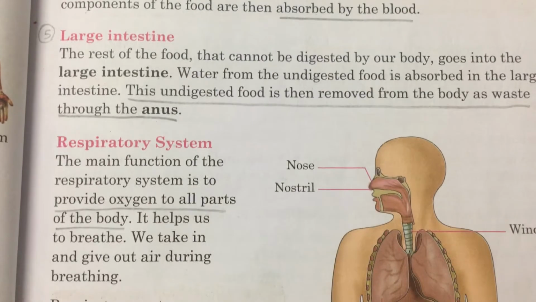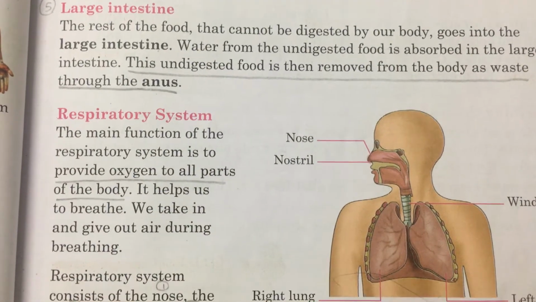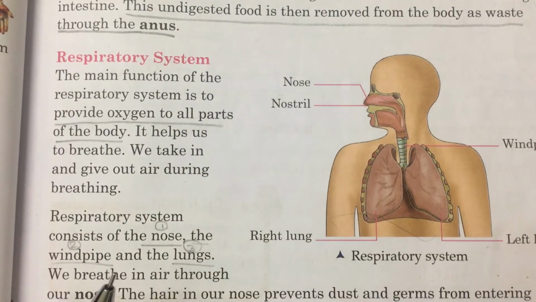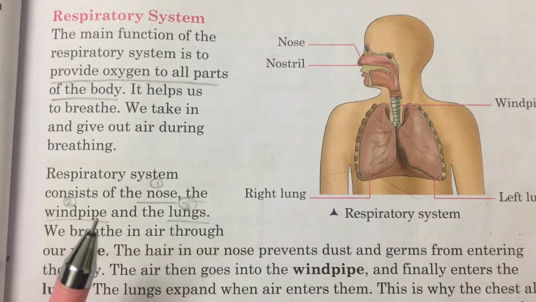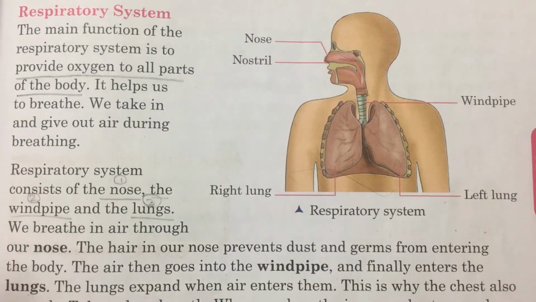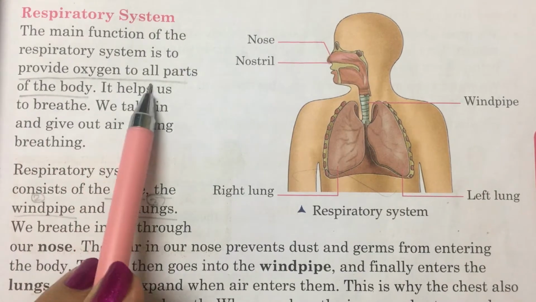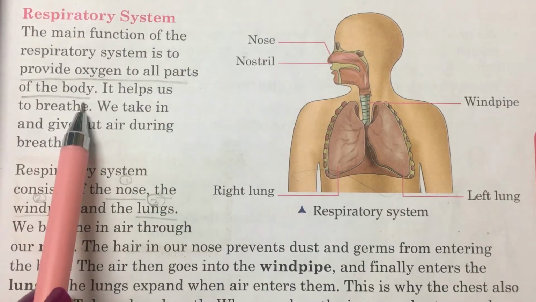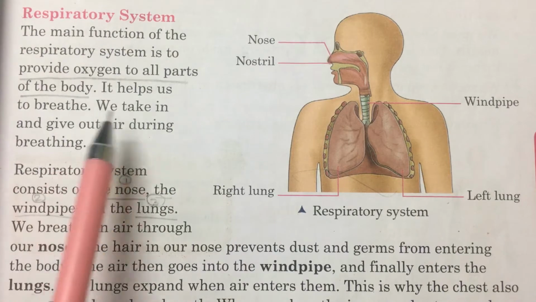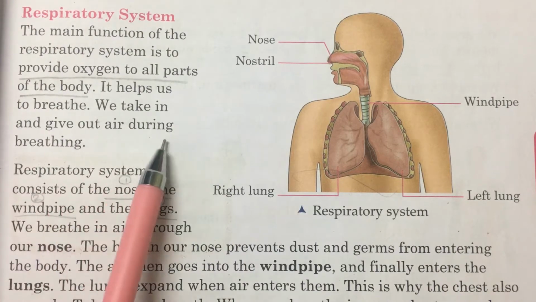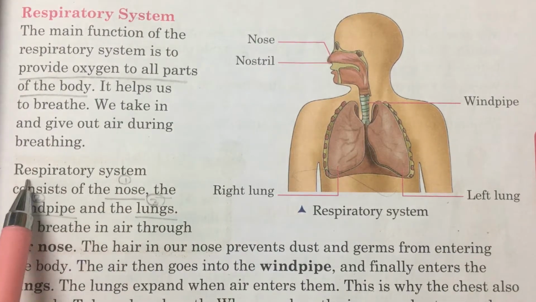Now let's move to the next system. It is the Respiratory System. The main function of the respiratory system is to provide oxygen to all parts of the body. It helps us to breathe. We take in and give out air during breathing.